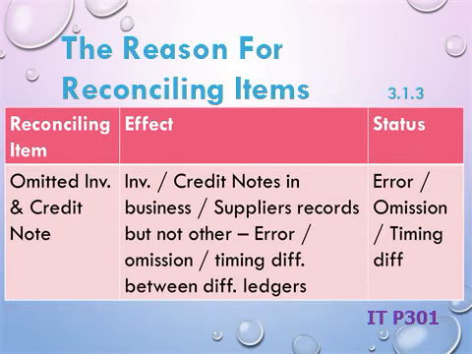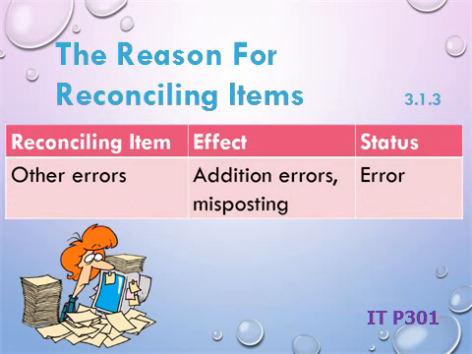Omitted invoice and credit note. Invoices or credit notes may either be in the business or the supplier's records, but not in the other's records, because of either an error, an omission, or a timing difference between the different ledgers. Other errors. Addition errors can occur, particularly if the statement of account is prepared manually. Invoices and credit notes can be misposted to the wrong supplier account.